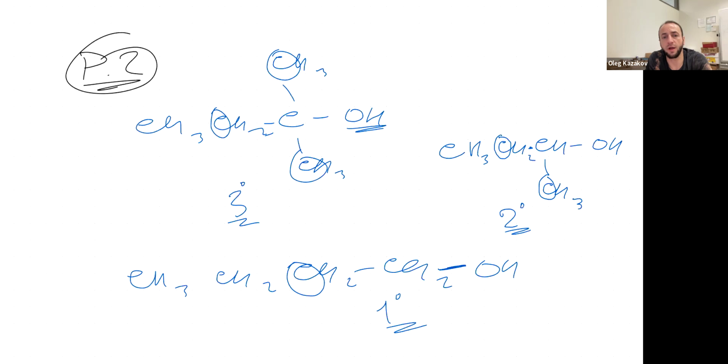So you see 3 carbons around, tertiary. 1 carbon around, primary. 2 carbons around, secondary. That's it, right? These are our comprehensive, I hope, examples.